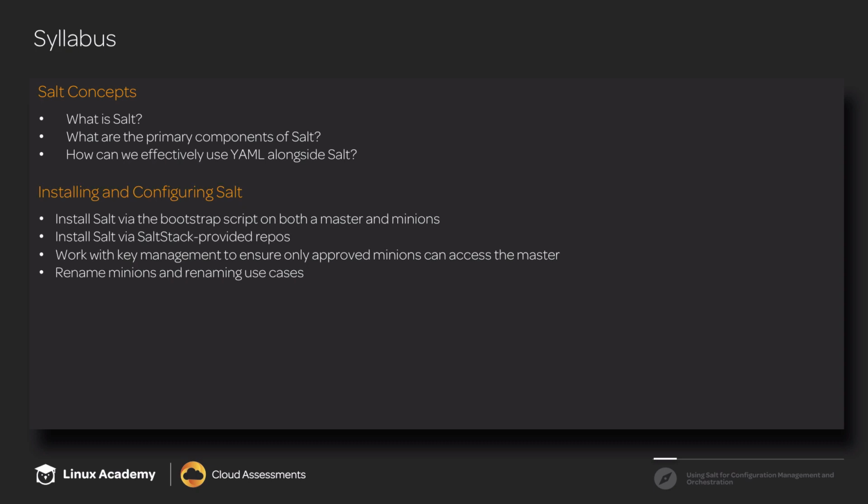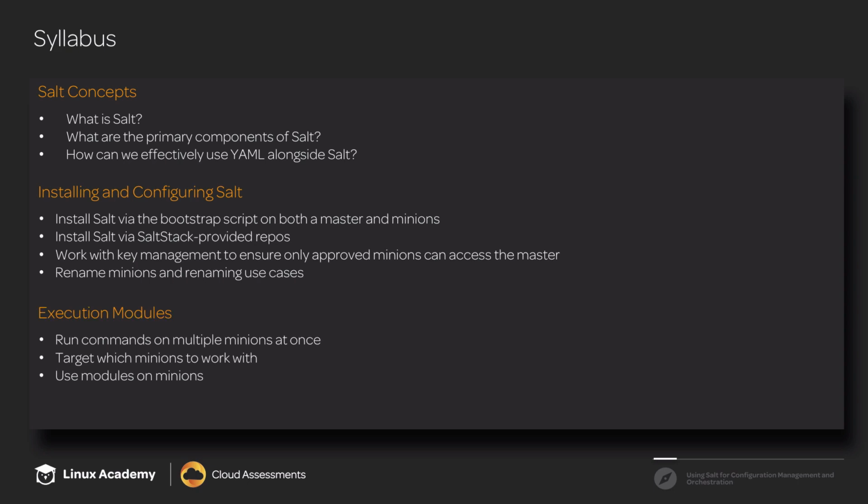We're going to work with key management to ensure only our approved minions can see the master, and our minions only try to access the appropriate master. We're also going to talk about renaming minions and the use cases where we'll have to rename minions. Next up, we're going to begin with execution modules, which allow us to run commands on multiple minions at once. We'll also learn how to target which of the minions we want to work with instead of just running everything against the whole fleet. And we're also going to learn how to use modules if we log onto a minion itself.